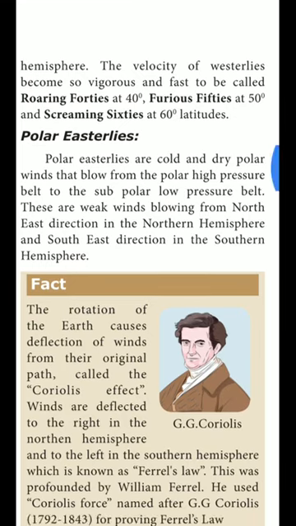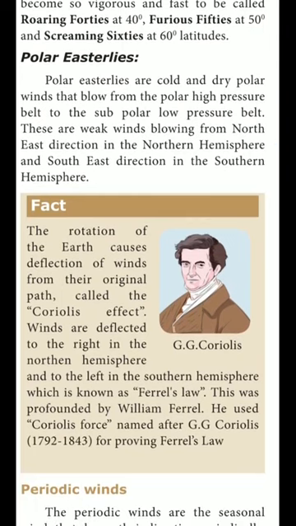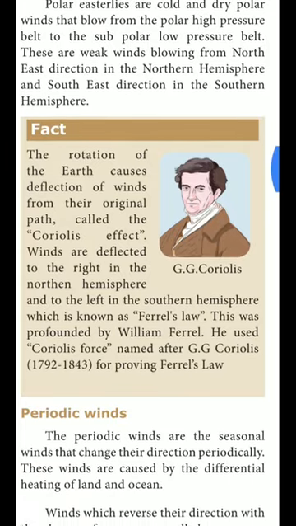And winds are deflected to the right in the northern hemisphere and to the left in the southern hemisphere, which is known as Ferrel's law. So what do you mean by Ferrel's law? That is the deflection of the wind to the right in the northern hemisphere and to the left in the southern hemisphere. This was propounded by William Ferrel, so it is named Ferrel's law. He used the Coriolis force, named after G.G. Coriolis (1792 to 1843), for proving Ferrel's law.